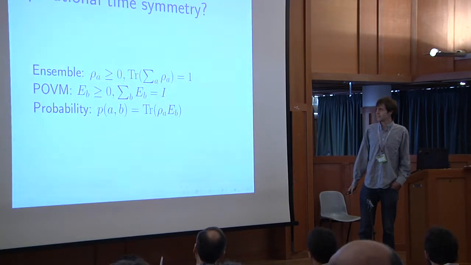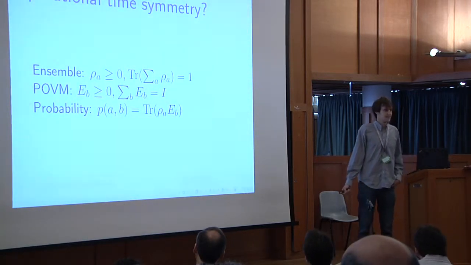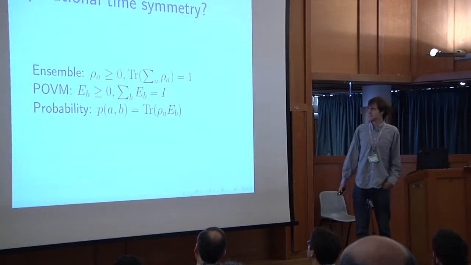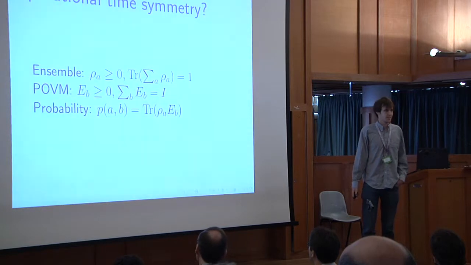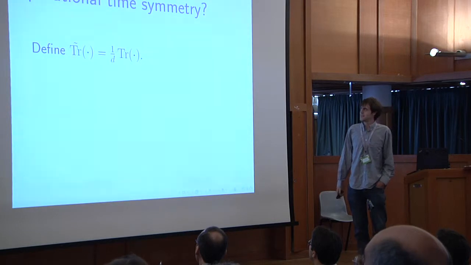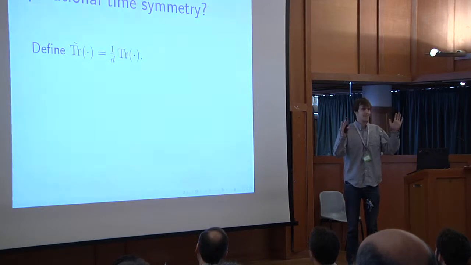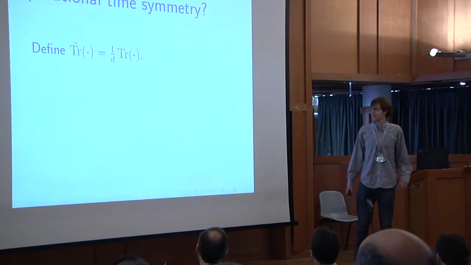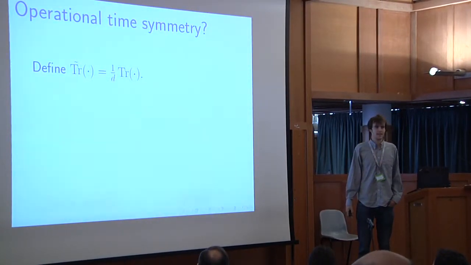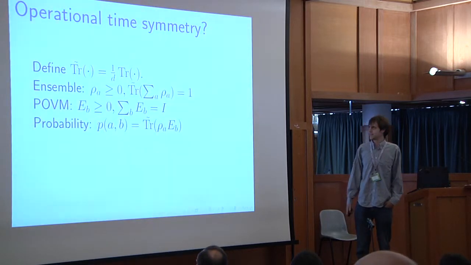So the first thing to notice is that a PAVM is not a valid ensemble, but that's just to do with the normalization convention that's normally used. If I define trace with a squiggle on it, at least in finite dimensional quantum theory, it's just a normalization thing. I'm considering a d-dimensional Hilbert space, and I'm just going to define trace with a squiggle on it to be 1 over d times the usual trace.